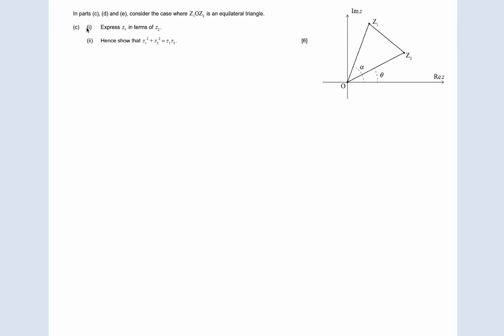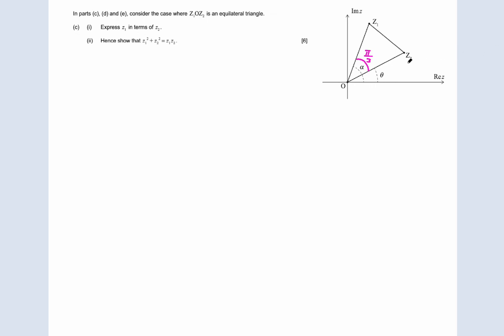Okay, now it says in parts C, D, and E, consider the case where this is an equilateral triangle. So that means this angle here is going to be pi over 3. Now this isn't alpha, guys. This is alpha minus theta. That's pi over 3. This is obviously pi over 3, and that's pi over 3 because it's an equilateral triangle.